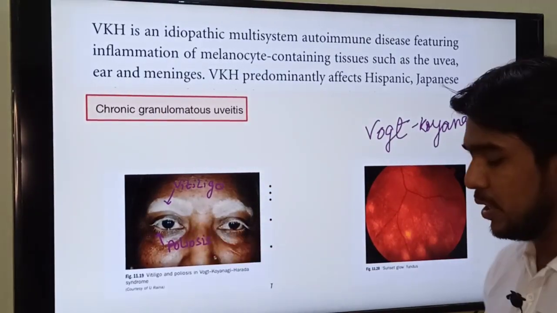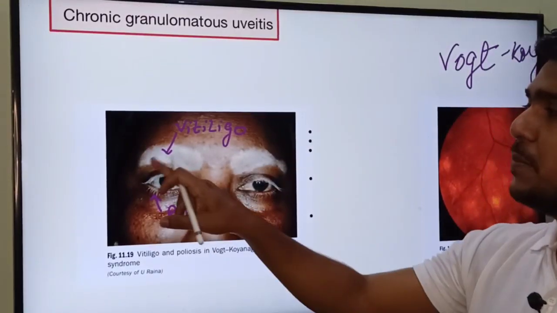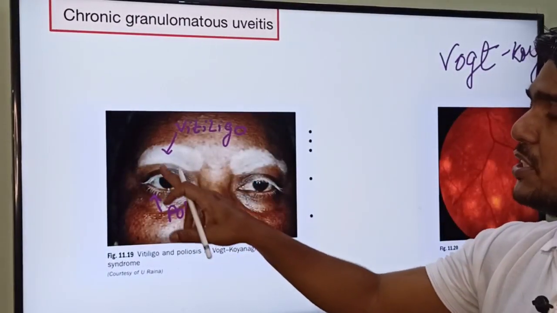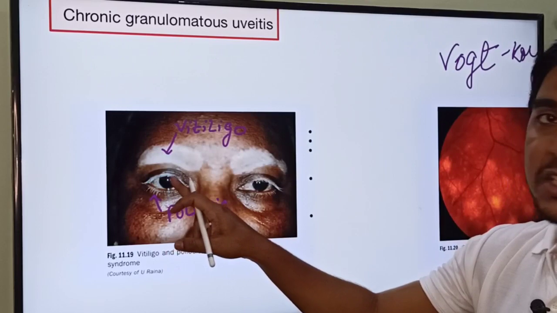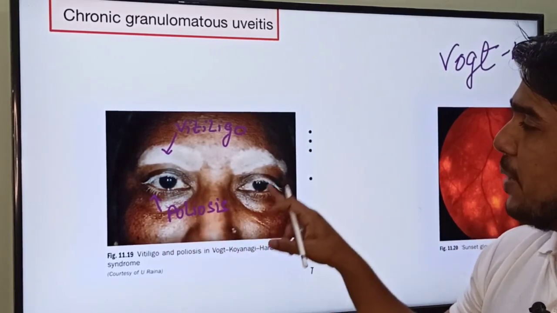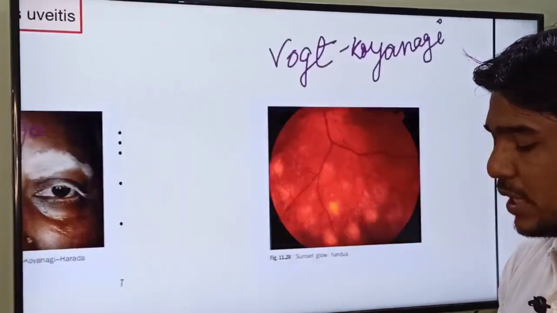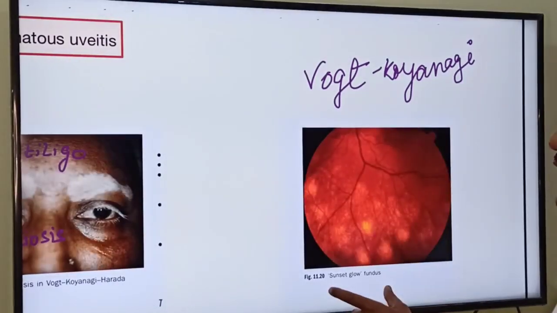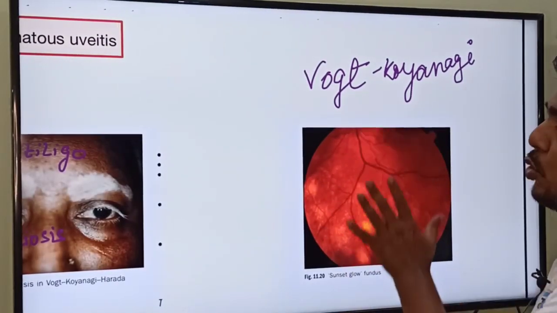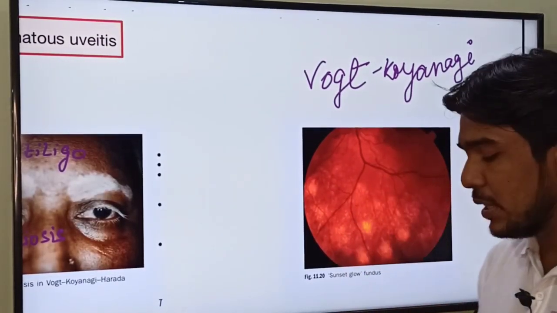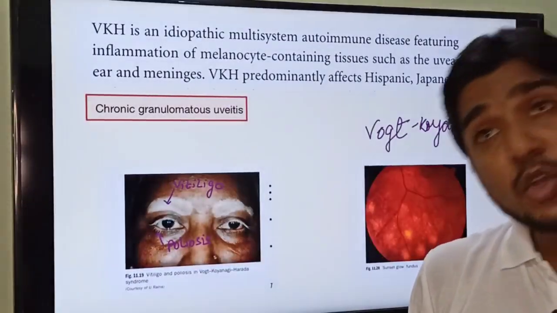Can you see this photo here? This is mainly poliosis. This is vitiligo. The eyelashes are white. This is poliosis. Okay. And you can see this sunset glow sign. Sunset glow sign is found in Vogt-Koyanagi-Harada disease. This can also be an important question.